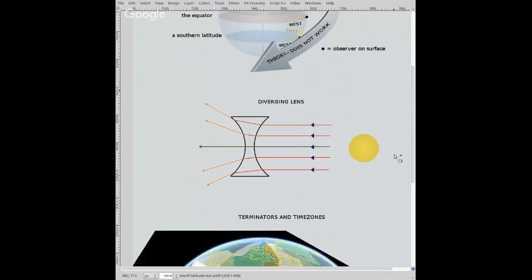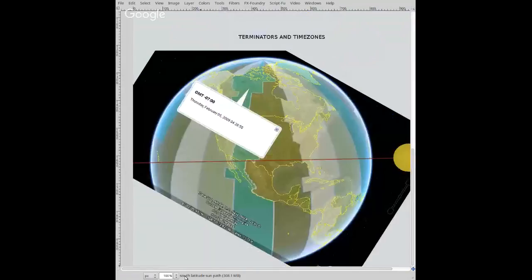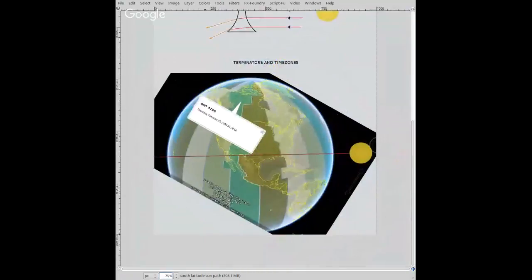Now let me go down here to this one. Let me back out just a bit. Let me go to, let's see if I can get 75%. Can't do that. I have to key it in. Whoops, that's 750. I don't want that. 75. All right.